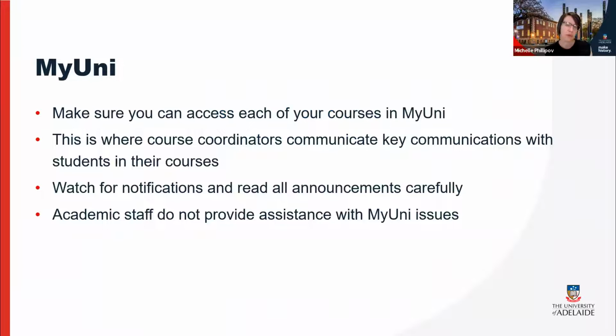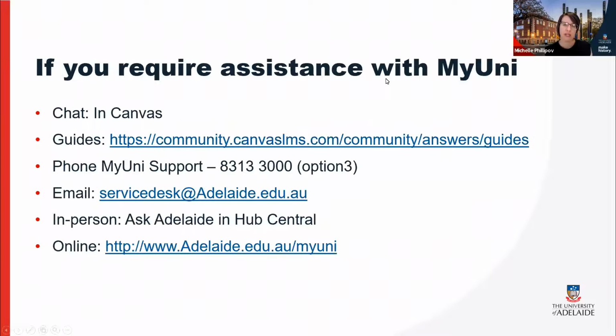My Uni is also the main way that your course coordinators will communicate with you. So it's important to keep an eye out for notifications and read all of your announcements carefully. You should also be checking your uni email regularly, ideally daily, as all important communications are going to come to you either via My Uni or via your student email. If you run into any problems accessing the My Uni site or any other problems while you're on there, these are some contacts that can help you.